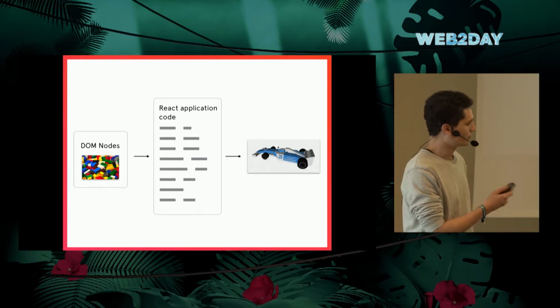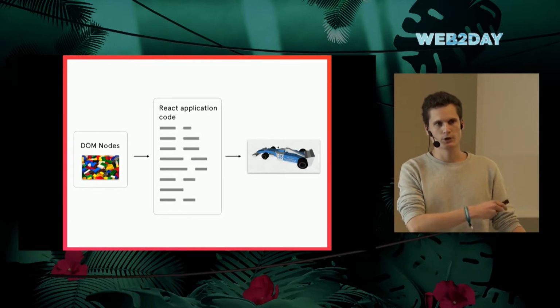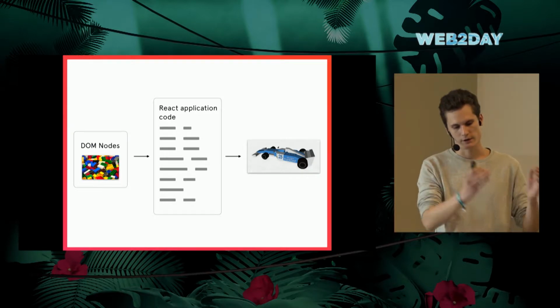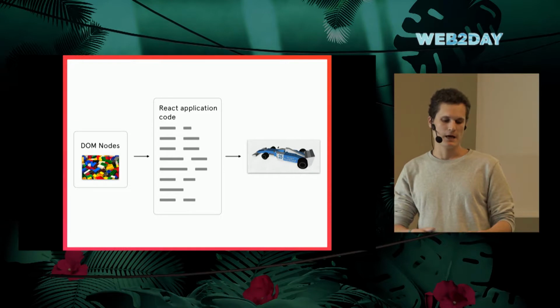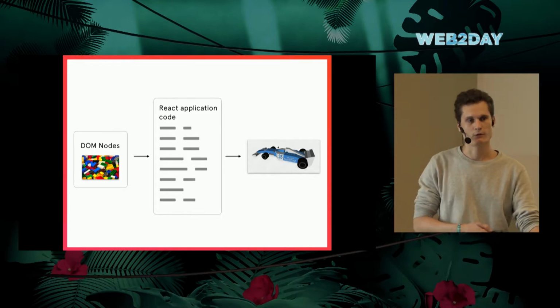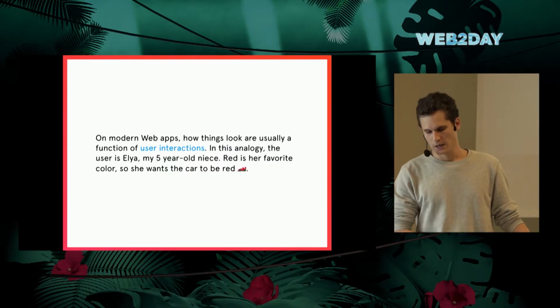So if we get back to our little schema, we would have the DOM nodes in our Lego tray, and then the application code that the browser will follow step by step. And then at the end, we get our race car or website or whatever.